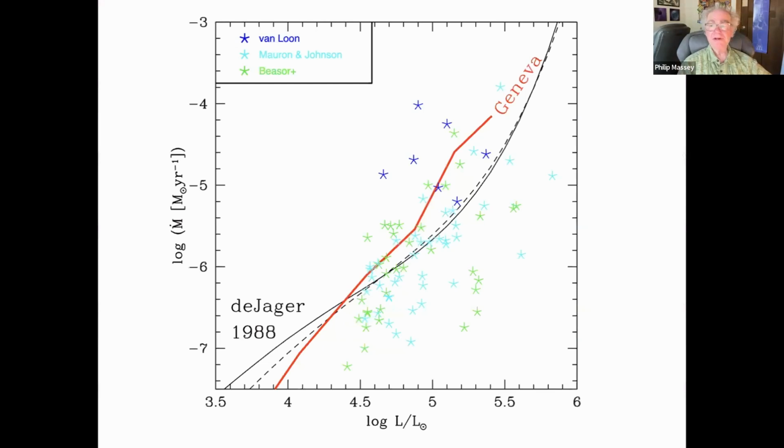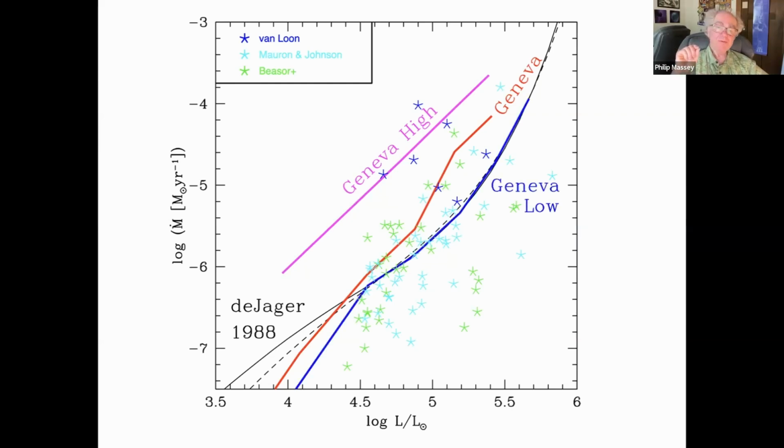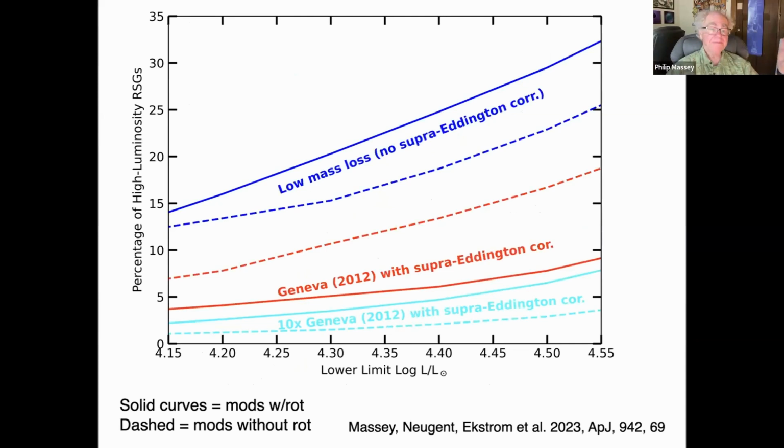And so the Geneva group was kind enough to calculate for us models using a 10 times normal mass loss rate. And they also calculated what they would have gotten in 2012 if they had never made a correction for stars exceeding the Eddington limit. So this is now without the super-Eddington correction. And again, these are time-averaged values. So this is then what the predictions are, the percentage of high luminosity red supergiants, by which I mean more luminous than 5 dex, versus what you use as a lower limit for the luminosity function.